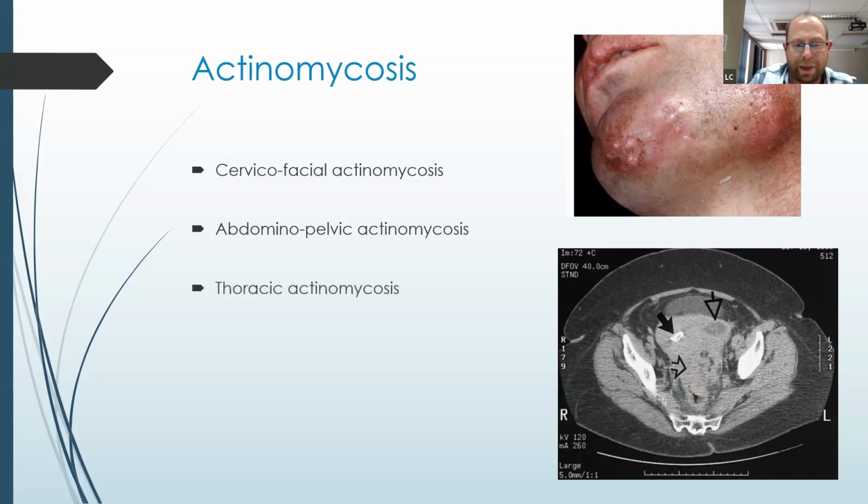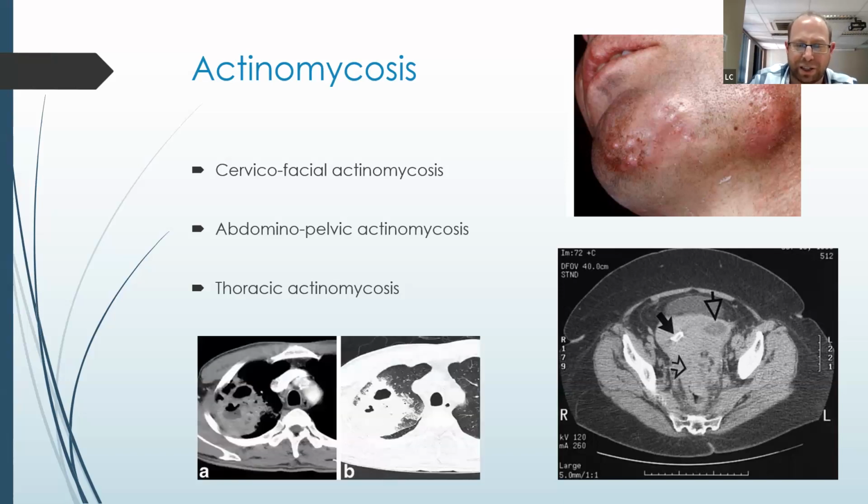And then lastly, thoracic actinomycosis, again, around 15% of cases, likely always represents an aspiration event.